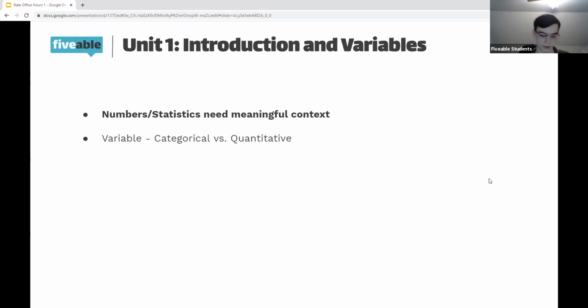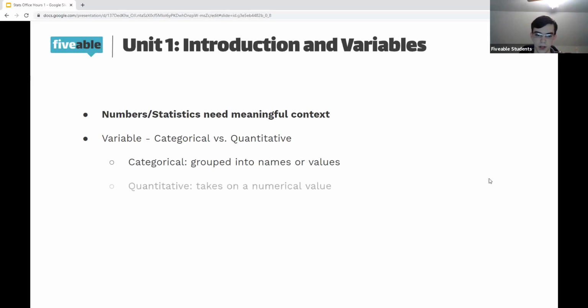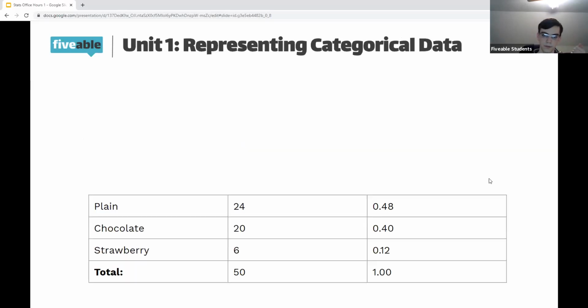So you've probably learned this, but a variable is just something that changes that you're measuring. And variables are, broadly speaking, divided into two categories: categorical and quantitative. So a categorical variable is something that is grouped into names or values. So when you record the value of that variable, you're recording a name or a value. Whereas quantitative variables take on a numerical value.